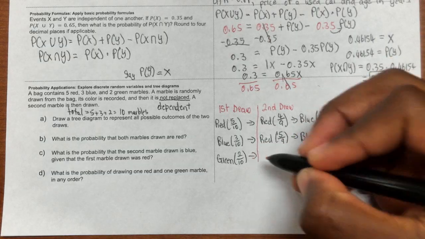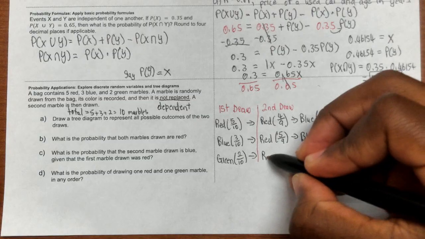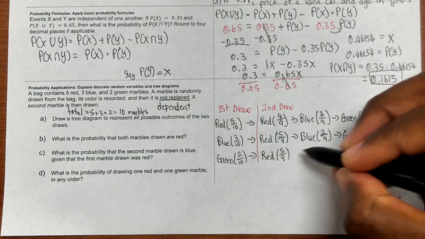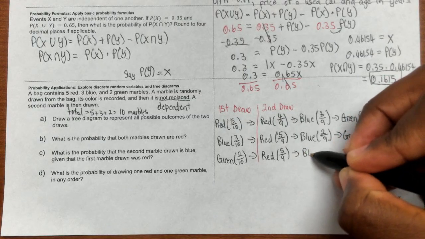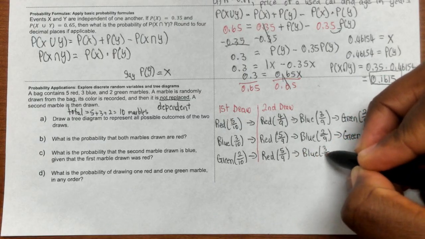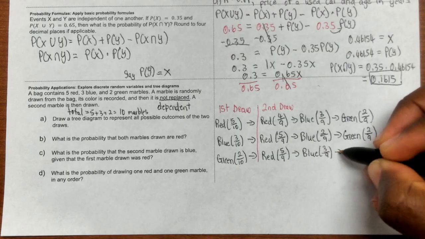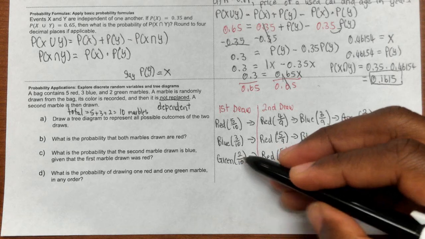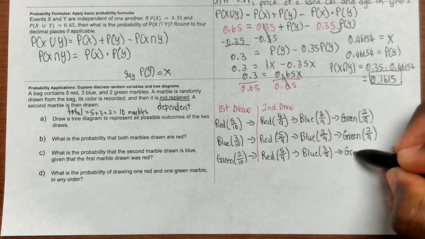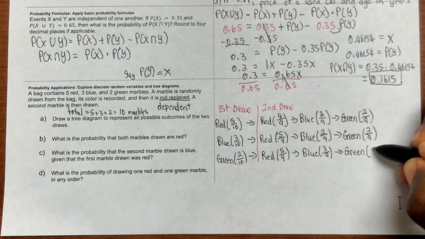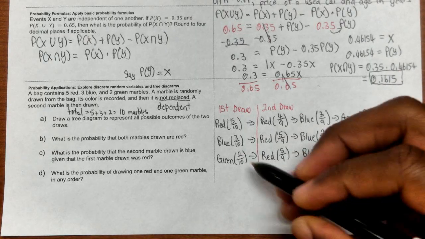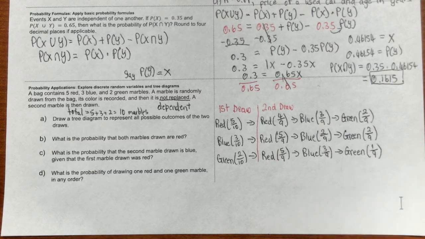And then finally, I took a green marble, so I still have 5 red marbles out of 9 things, because I took a marble away. I still have 3 blue marbles, but I took 1 marble away, so I have 9 remaining. But I did take a green marble, so if I took 1 green marble from my 2, I have 1 green marble, but out of 9 items remaining. All right? So that's how I would draw the tree diagram.